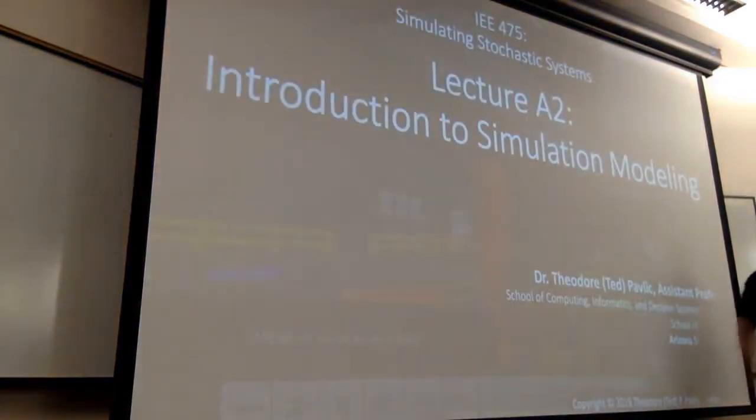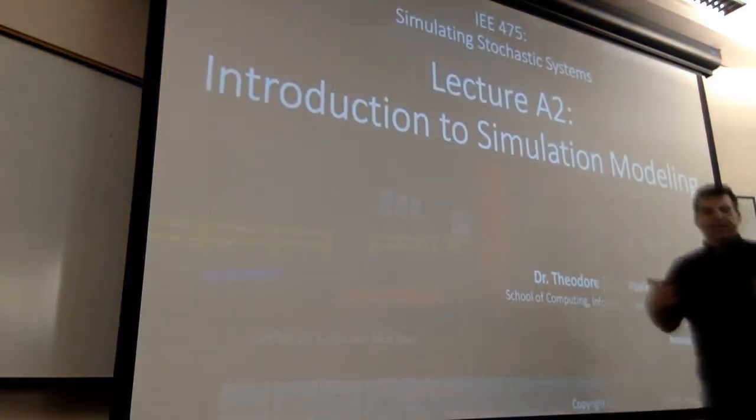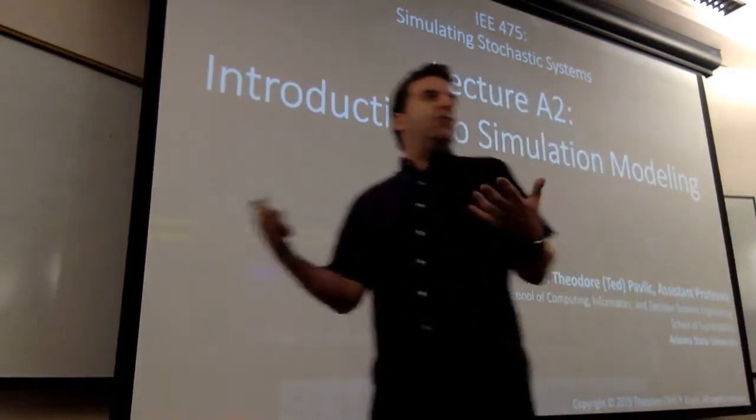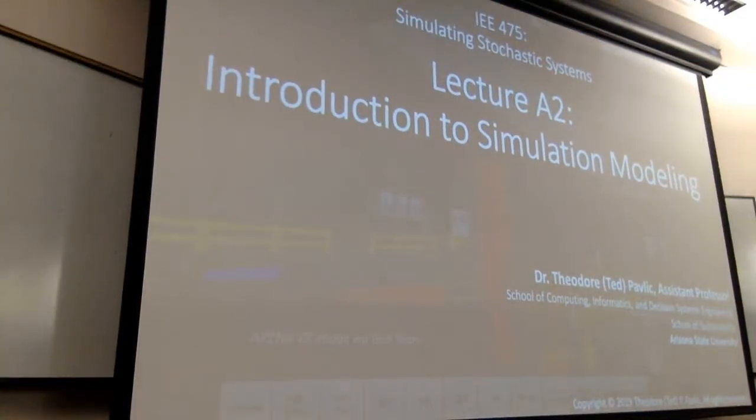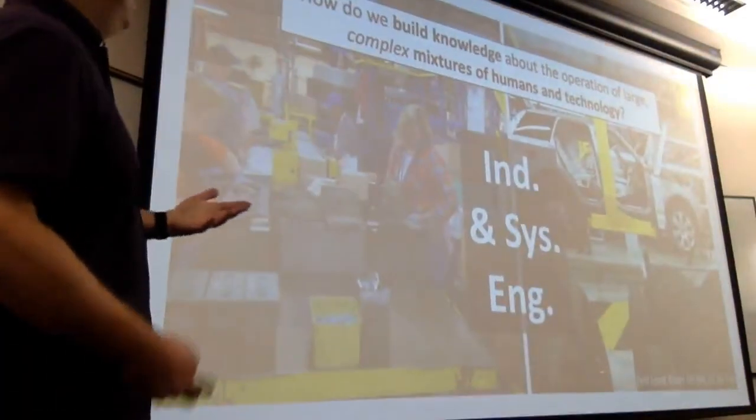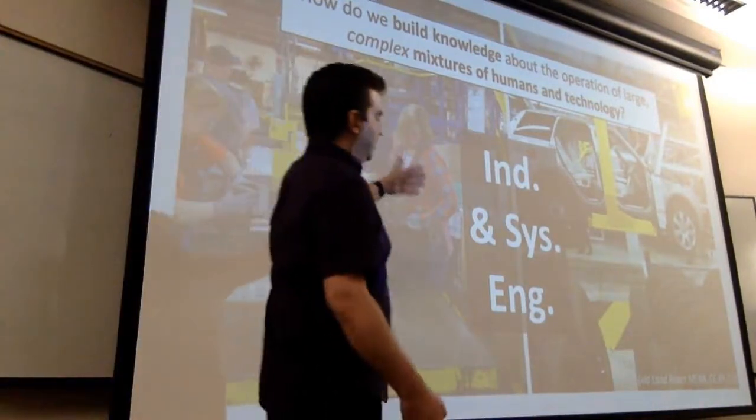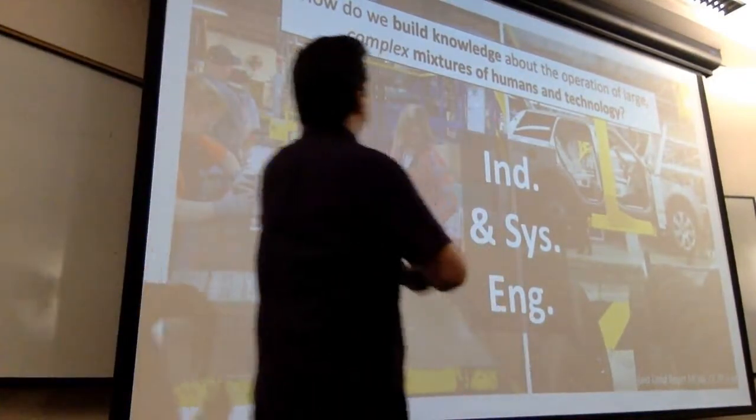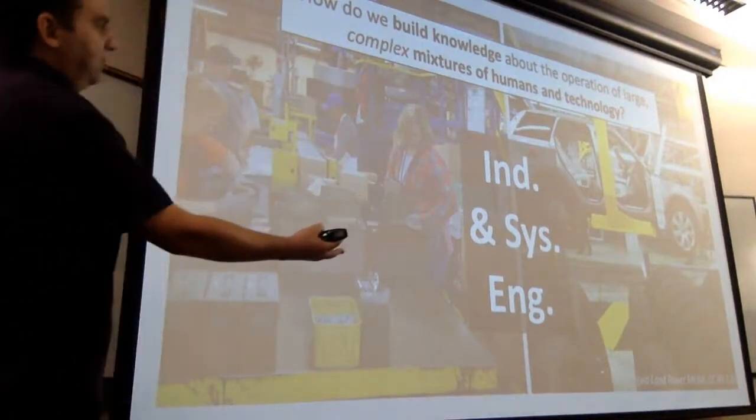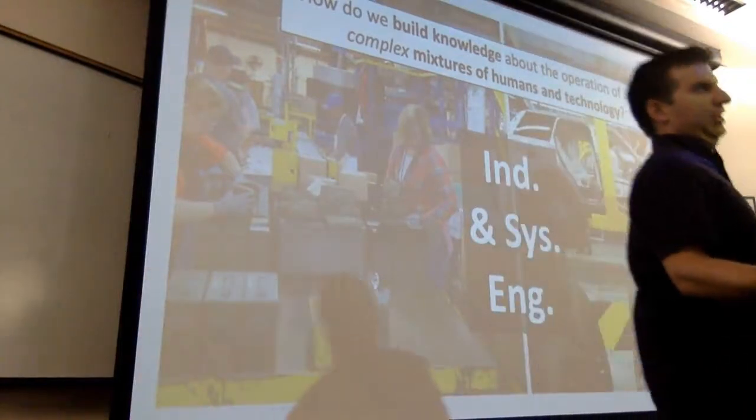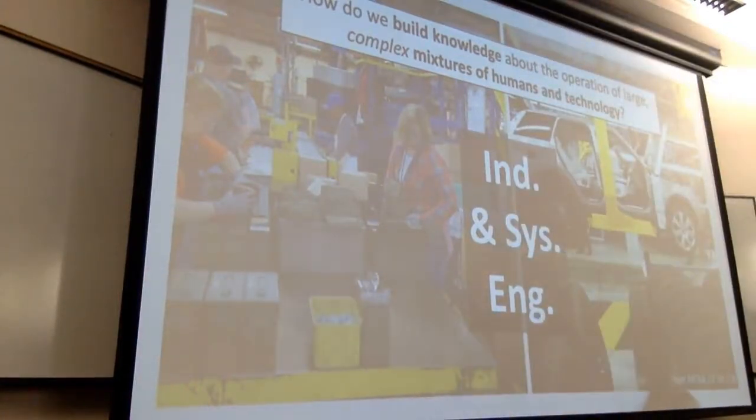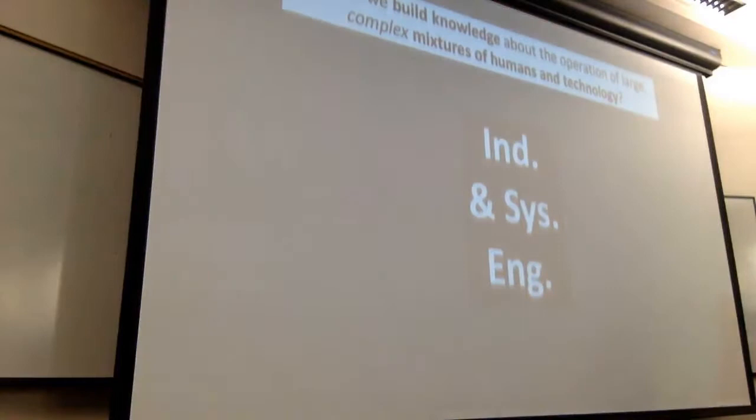Today, last lecture, we talked about modeling in general, and now we're going to start introducing simulation modeling, which is the major focus of this course. From last time, we talked about how industrial and systems engineers have to deal with engineering for these complex mixtures of people and technology. And really, there is no science to understand the complexity behind these systems. So it's our job to do both the science and the engineering.